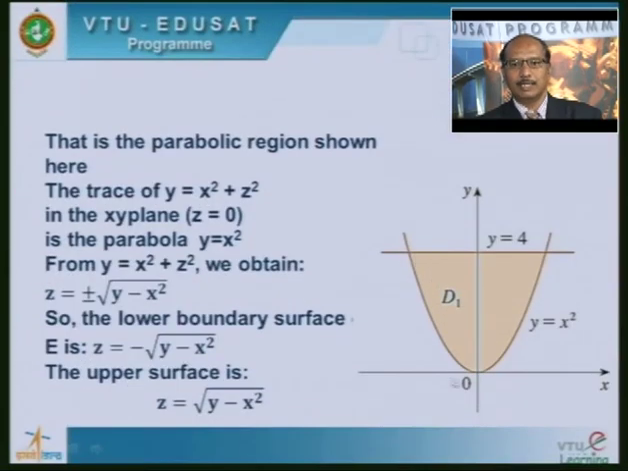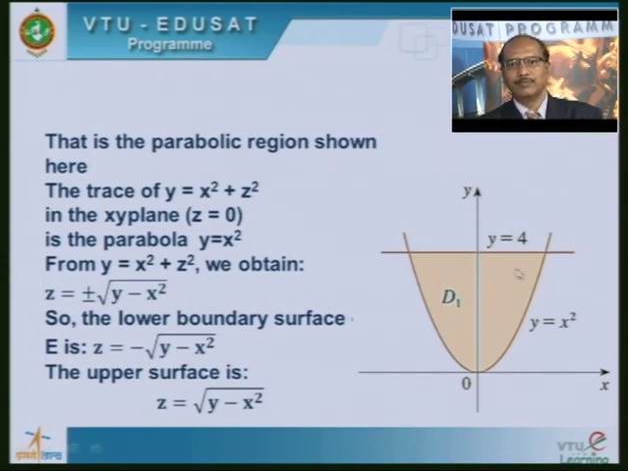The same diagram is taken here, y is equal to x square is a parabola, and there is the plane y is equal to 4. That becomes a line on the xy plane. The plane y equal to 4 pressed onto the xy plane is a line y equal to 4. So, this is the projection of the solid region E on the xy plane. So, now identify the limits of this region D1.